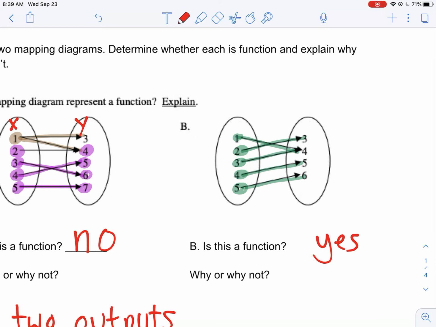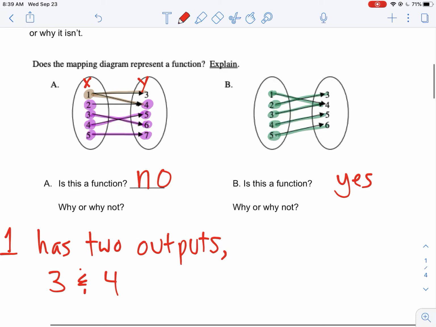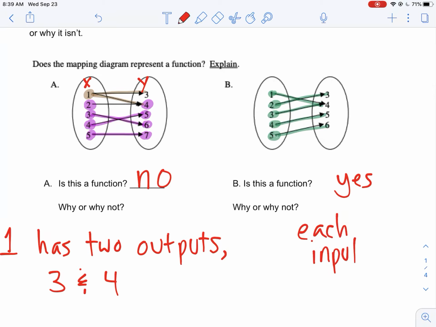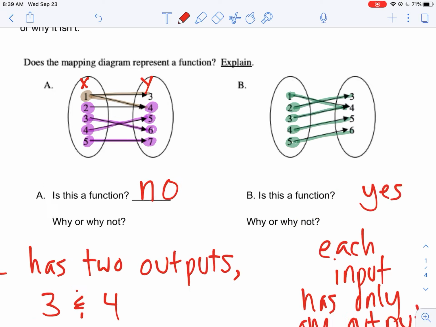So is this a function? Yes. Why? In this case, each input has only one output. Now, here's the thing. You might find that some of these functions don't have rules that are really clear. That's okay for right now. We just want to make sure there's one input and one output.